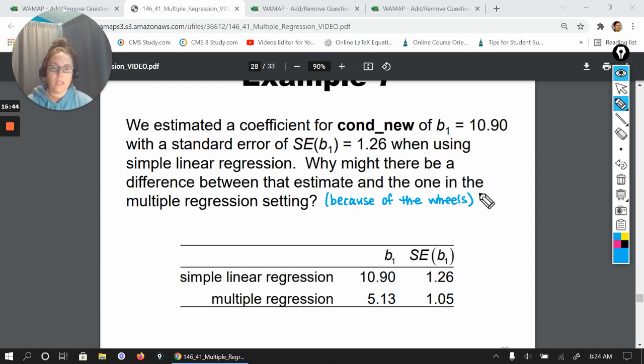So with simple linear regression, you've got 1090, but with multiple regression, you only have 513. That means that the fact that the condition is new isn't the whole story behind why the price goes up. It's actually mostly because of the wheels involved, which is the other major factor.